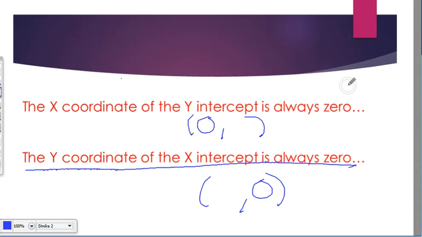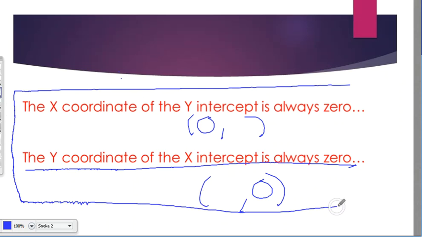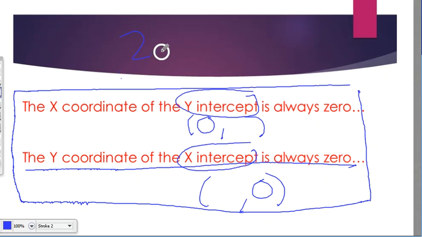Okay, so we are going to use this information right here to help us graph a line using the x and y-intercepts. Because if we find the x-intercept and we find the y-intercept, that will give us 2 points that are on our line, and we can graph those points and graph our line.